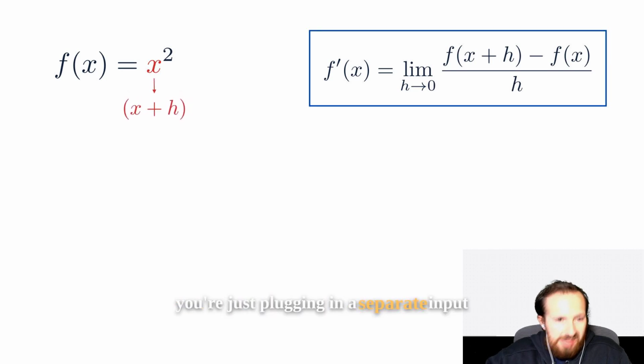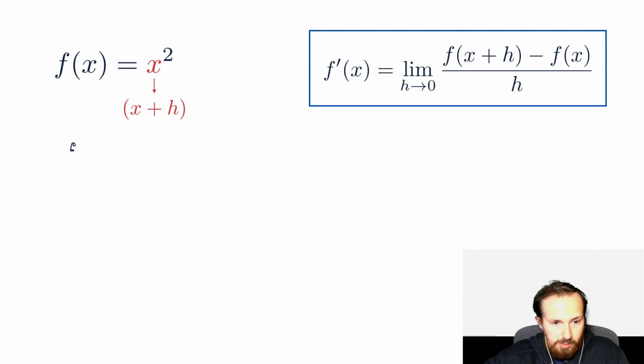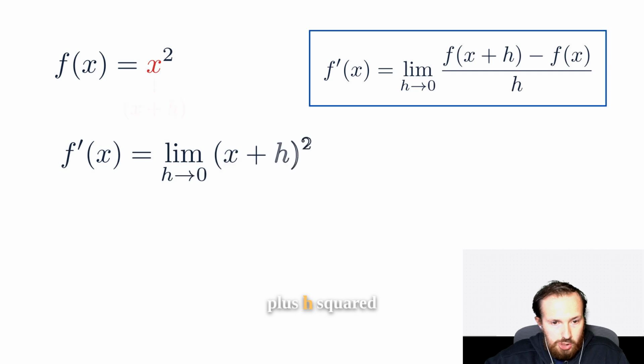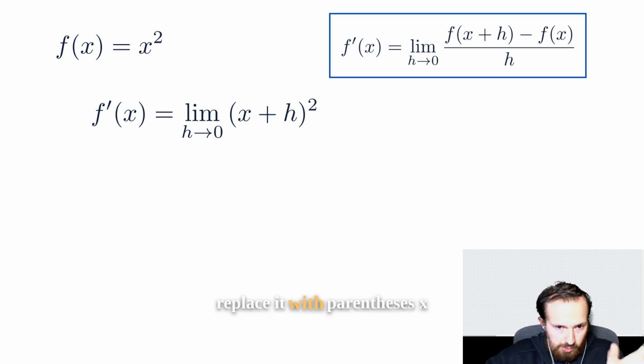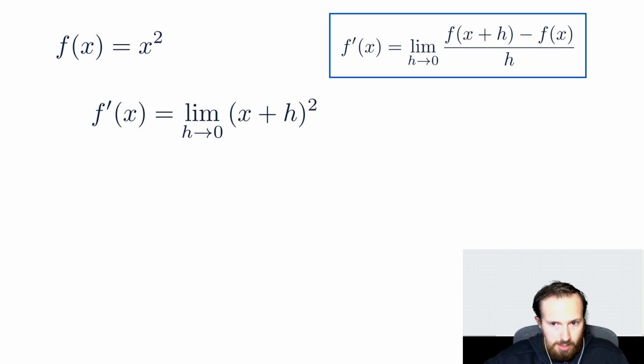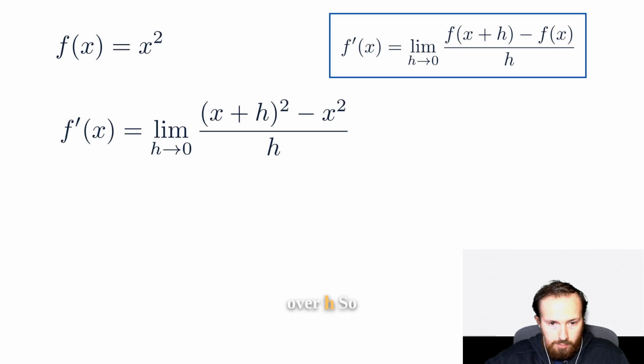So you're just plugging in a separate input than x. It's just that that input happens to be represented with variables, which makes it a little bit more abstract, but fundamentally that's all we're doing. So this is going to be, hopefully it's clear, x plus h squared. Again, if the function was x cubed, it would be x plus h cubed. If the function was square root of x, it would be the square root of x plus h. Just wherever you see x normally, replace it with parentheses x plus h, and then that will be evaluating the function at x plus h rather than x. And then here, we're going to subtract f of x, which is just x squared, all over h.